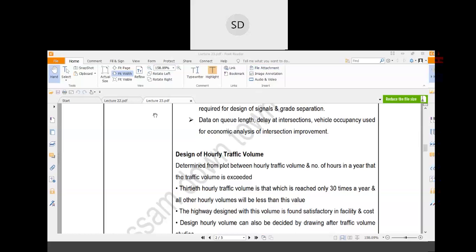The 30th highest hourly volume data means that the first is the maximum hourly volume data, the second one is the second maximum hourly volume data, the third one is the third maximum hourly volume data. Likewise, you have to find out the 30th highest hourly volume data. Basically, that is your design hourly volume data.